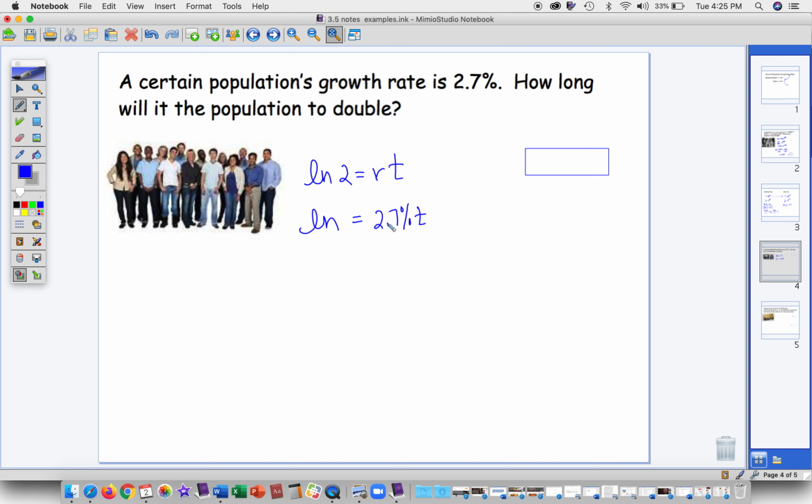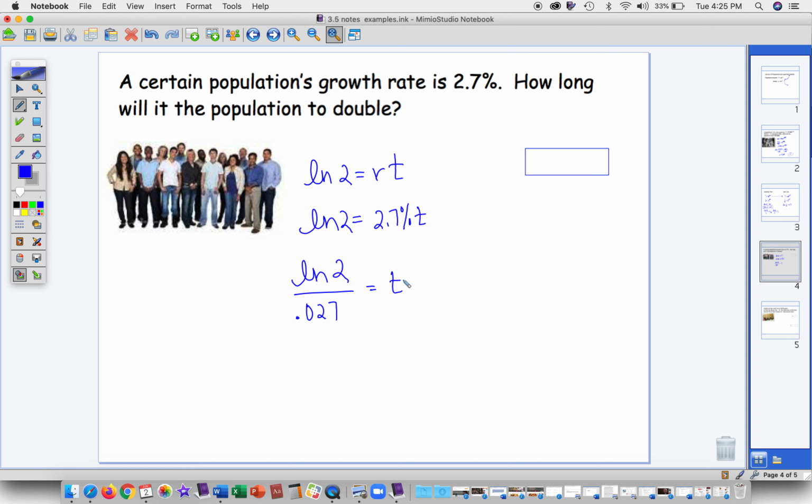Now remember, when it's a percent, we change that to a decimal by dividing by 100. So, oops, I left out my 2 there. So the natural log of 2 divided by our rate, which is 0.027, will give us the time.